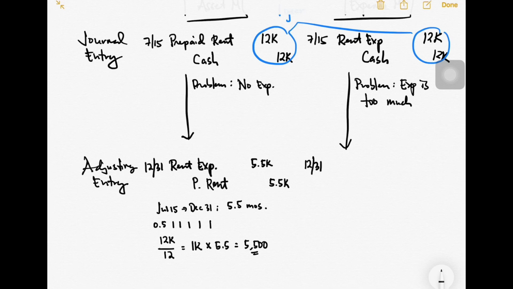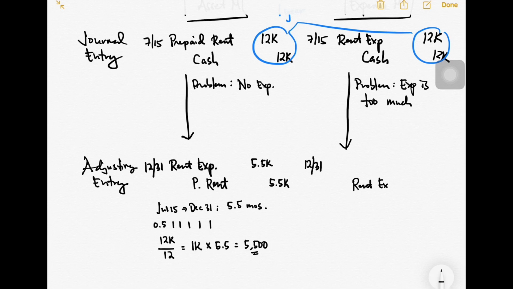rent already. Now let's jump to the expense method where the expense is too much. Your expense for the year is actually just 5,500, but you recorded 12,000. So for sure, you need to adjust the expense that you debited by doing a corresponding credit. So you credit rent expense.